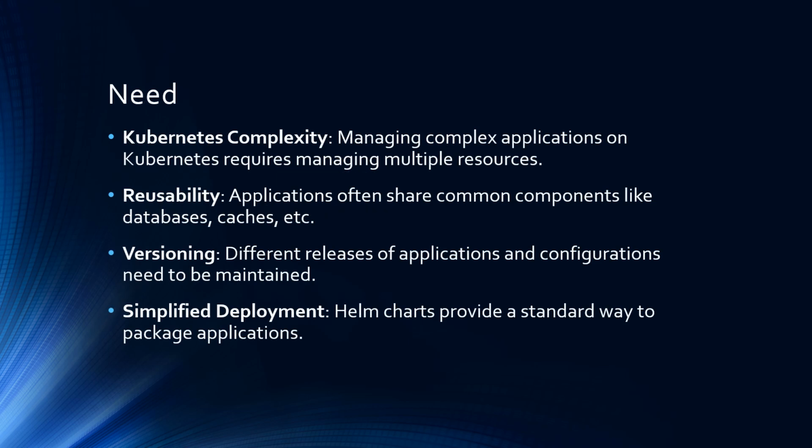Let's explore why Helm became such a crucial tool in the Kubernetes ecosystem by examining the specific needs it addresses. The fundamental challenge of Kubernetes complexity stems from managing multiple interconnected resources. Consider deploying a typical web application. You might need deployments for your application containers, services for networking, config maps for configuration, secrets for sensitive data, and ingress rules for external access. Managing these resources individually becomes unwieldy as your applications grow.